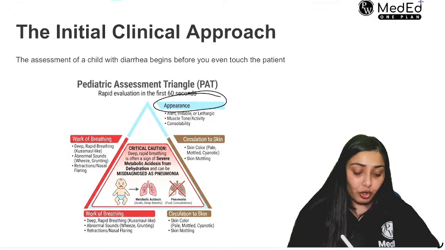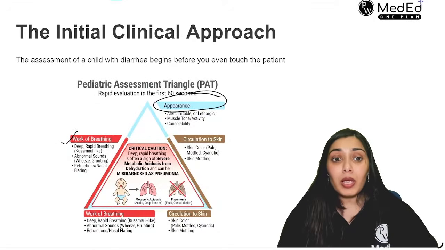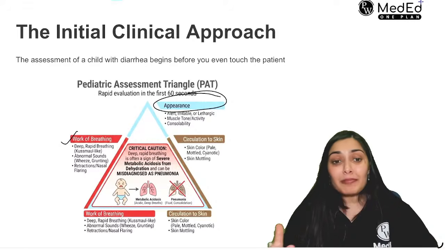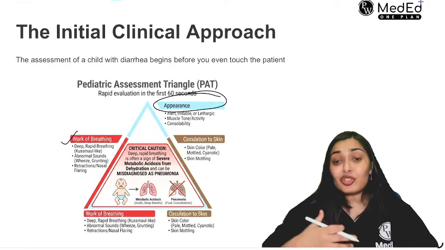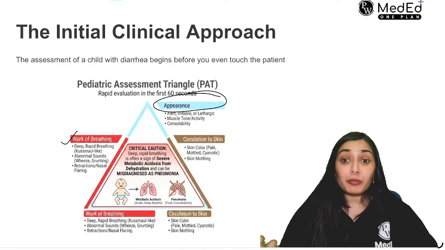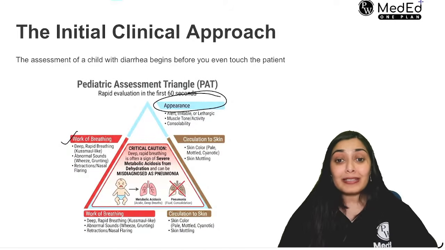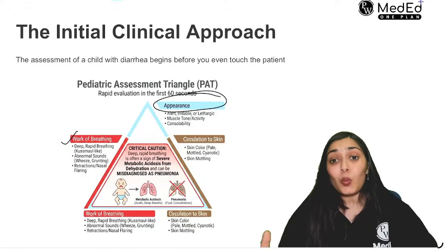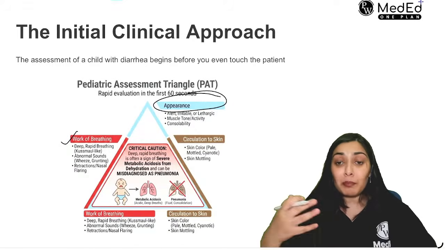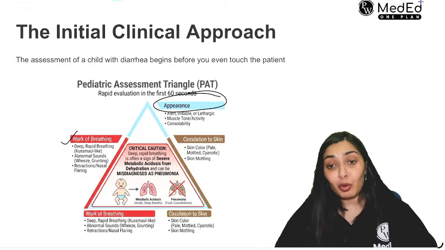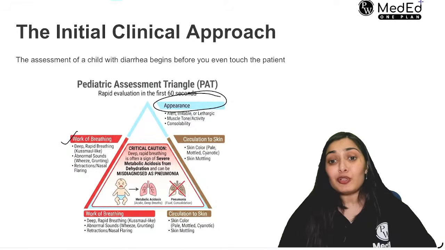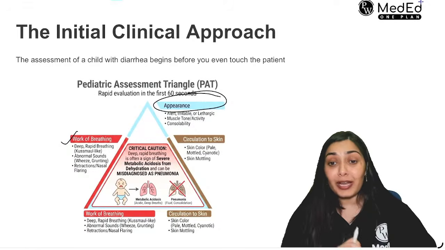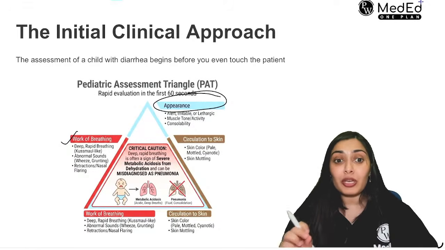Second would be the work of breathing. Abnormal breathing pattern is going to tell you a lot of things. Specifically in this case, you can feel that the child is breathing very rapidly. It could be pneumonia. But remember, in a case scenario like diarrhea, what can happen? There could be this compensation as a result of metabolic acidosis. The child could be breathing really fast, right? So don't mistake that as pneumonia. It could be actually metabolic acidosis.